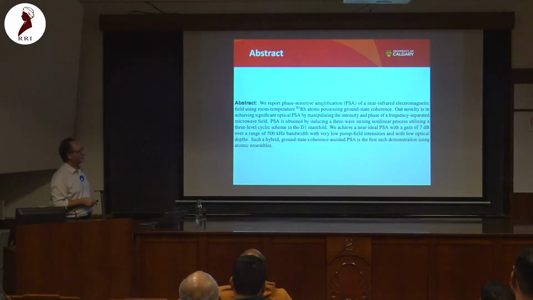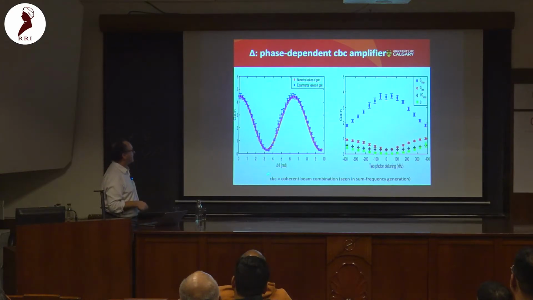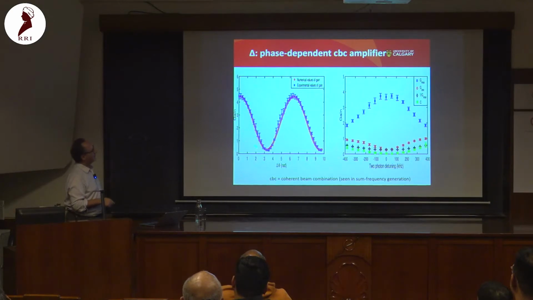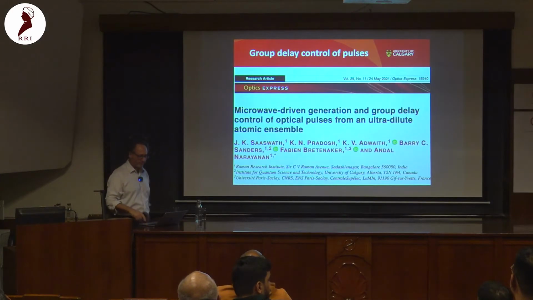We all work at room temperature, with rubidium-85, and so there was a first demonstration over here. This is CBC, coherent beam combination, with sum frequency generation, and we're just seeing amplification effects. This is a gain, and it's really just showing you we have excellent control over gain in the system.